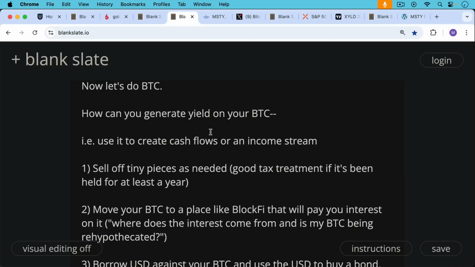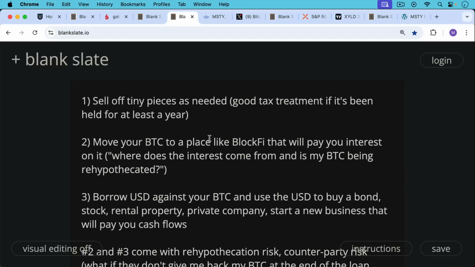Number two, you can move your Bitcoin to a place like BlockFi that will pay you interest on it. But then, of course, there's the question, where does the interest come from? Is my Bitcoin being rehypothecated? Because if a corporation's going to be paying you interest on your Bitcoin, they need to be earning the yield from somewhere in order to pay you. Otherwise, it's not a sustainable business.